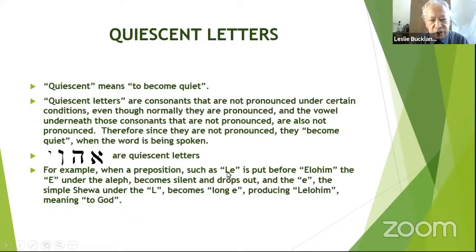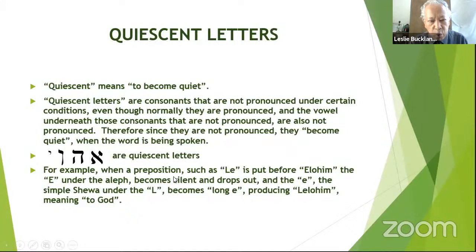when a preposition such as le, this is lamed, followed by the simple shwa, is put before the word Elohim, which means God, the E under the Aleph, which is this E, I haven't put the Aleph here, but if I were to represent the Aleph, it would look like one of these closed quotation marks.